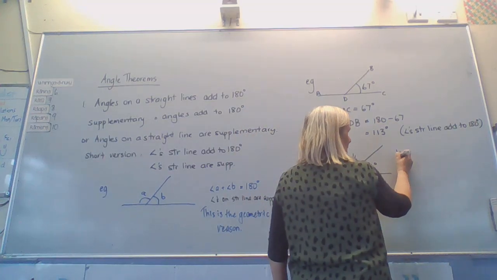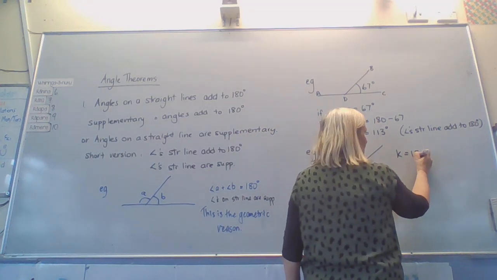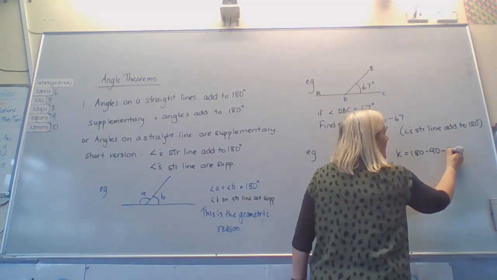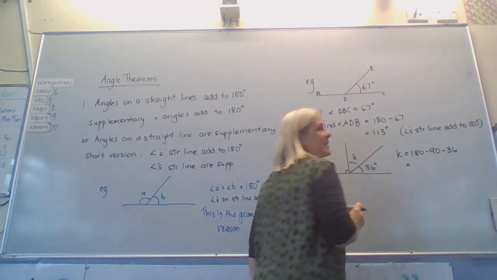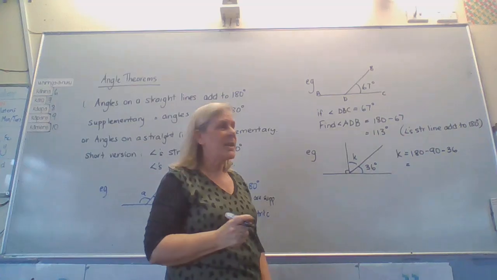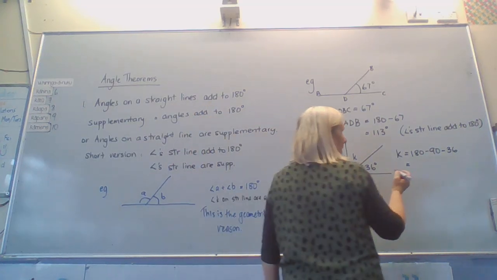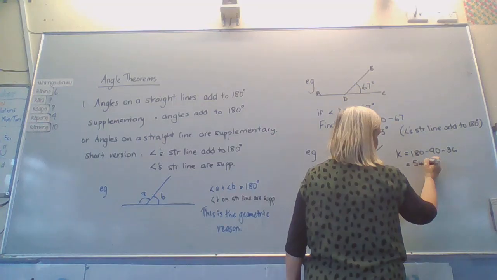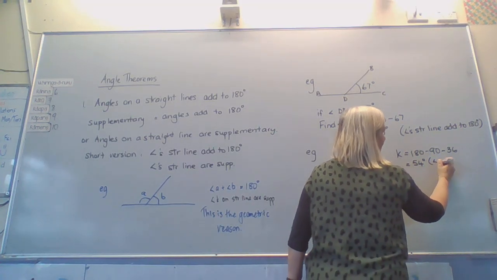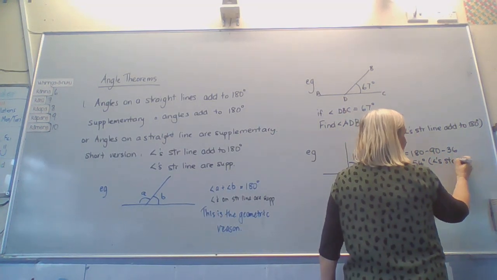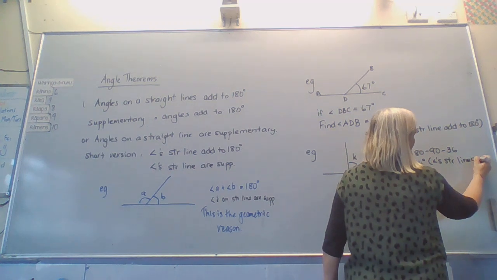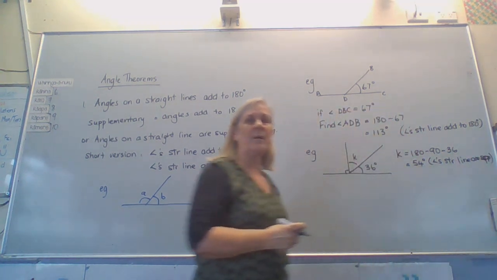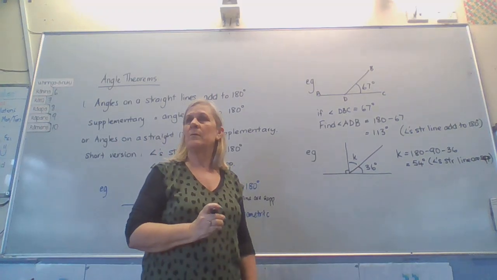Okay. So we have to find K. We would write it out as 180 take away that 90 and 36. So 180 minus 90 is 90. 90 take 36 is 54. Again, angles on a straight line are sup. All right?